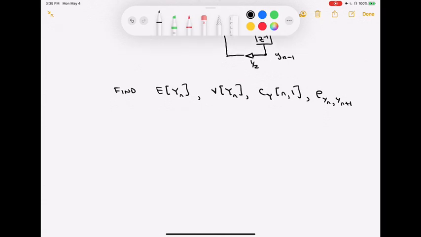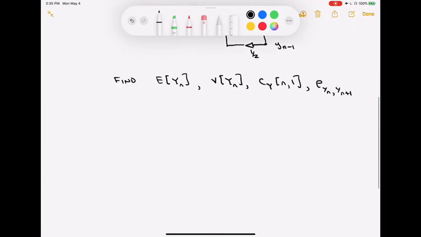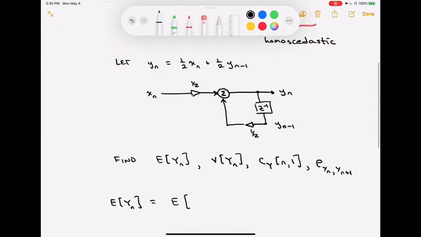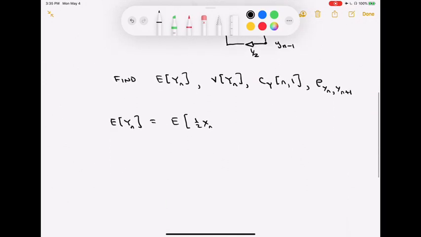Okay, for us to be able to answer this, it's not terribly easy from the direct equation. So if I do something like this, the expected value of y of n, and what is y of n? I could say this is the expected value of, and what is y of n? It's 1/2 x of n, and then we are adding to that 1/2 y of n minus 1.